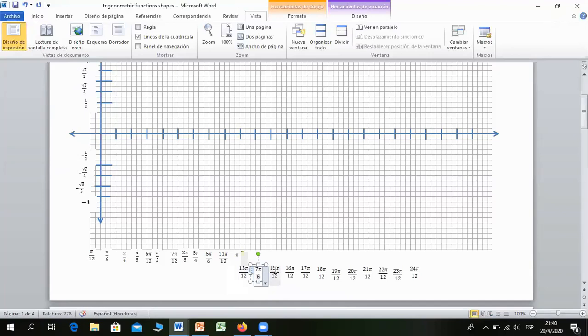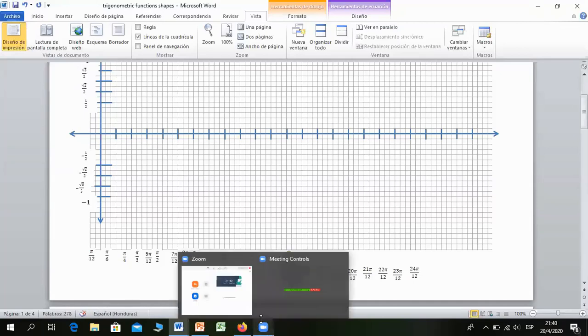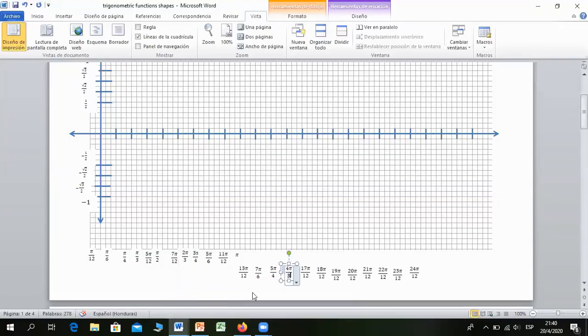15 over 12, I think, can be simplified too. Normally this gives you a mixed fraction because you're going past 1 pi and you're working with improper fractions. So what about 16? Of course, 16 over 12 can be simplified. That's 4 pi over 3. You can do this very quickly with your calculator again. All you have to do is remember how we work with fractions. 17 over 12 can't be simplified.